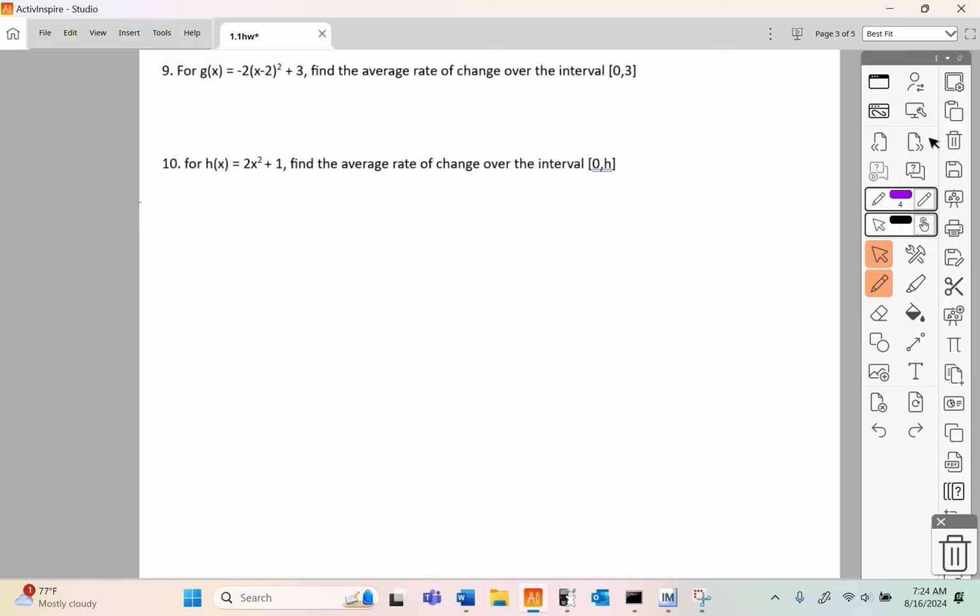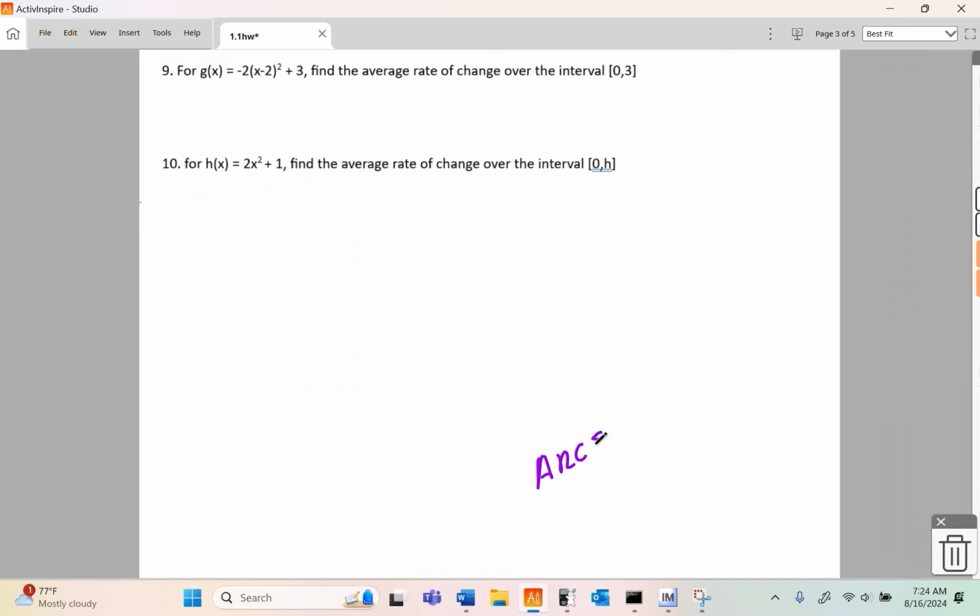I did these two average rate of change ones. Your formula for average rate of change, abbreviated ARC, because I don't want to write it, is f of b minus f of a, sitting pretty over b minus a. So I just plug in some numbers. I get my a and b from my interval.